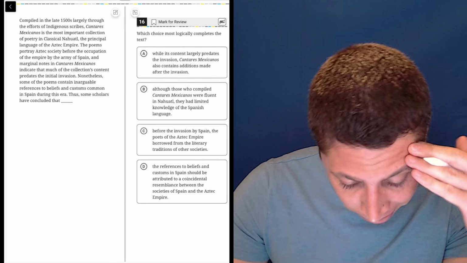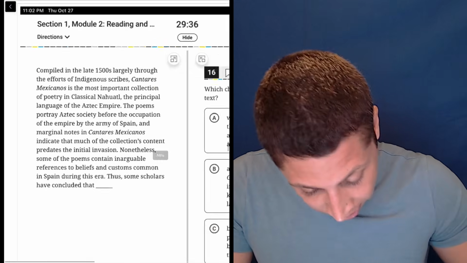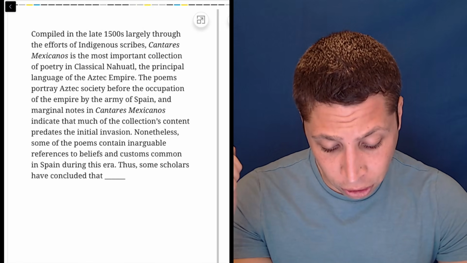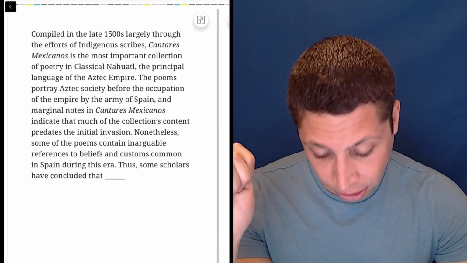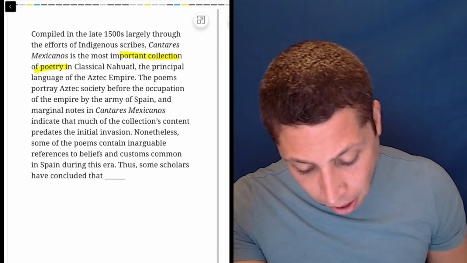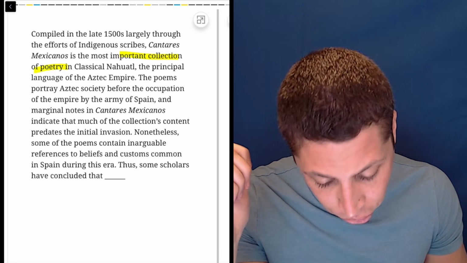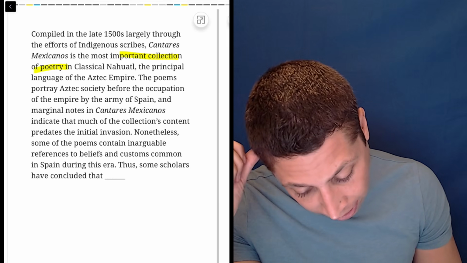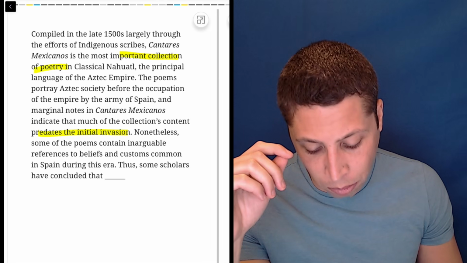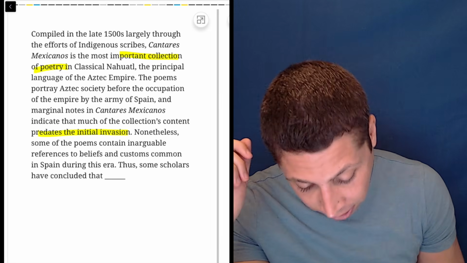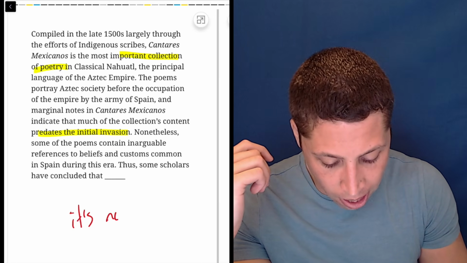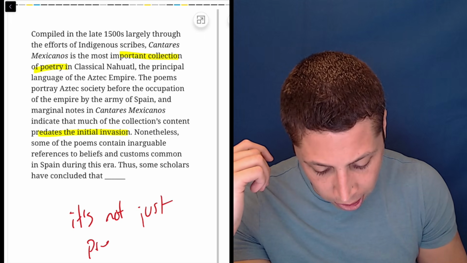Which choice most logically completes the text? This is the last one of these, maybe the second to last? Okay. Compiled in the late 1500s largely through the efforts of indigenous scribes, this thing is the most important collection of poetry in classical Nahuatl, the principal language of the Aztec Empire. The poems portray Aztec society before the occupation. These notes indicate that much of the collection's content predates the initial invasion. Nonetheless, some of the poems contain inarguable references to beliefs and customs common in Spain during this era. Thus, some scholars could have concluded that it's not just pre-Spain.